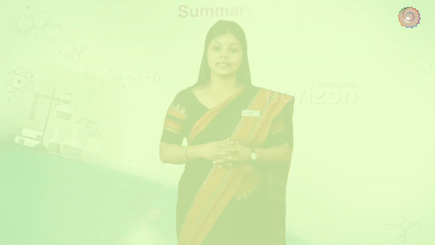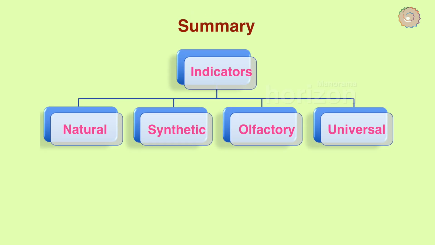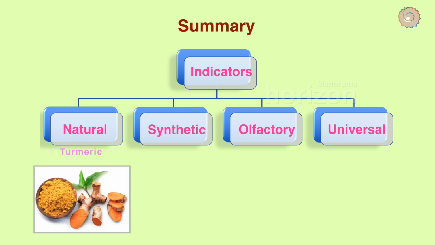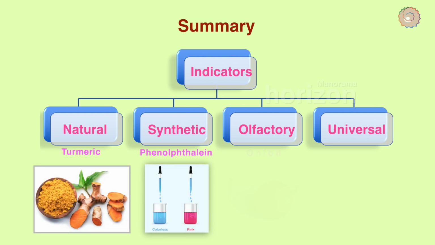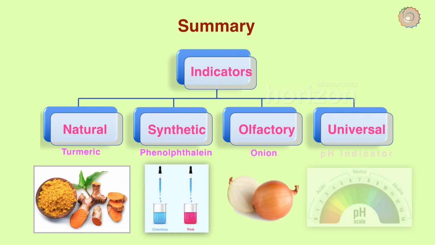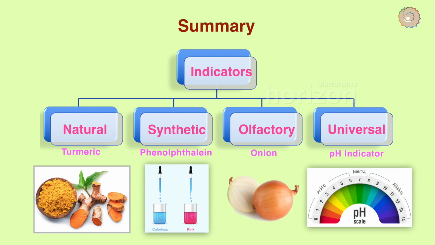Now to summarize, indicators are substances which indicate whether the solution is acidic or basic. There are 4 types. We have the natural indicators, the synthetic indicators, olfactory indicators, and the universal indicator, which is a pH indicator.